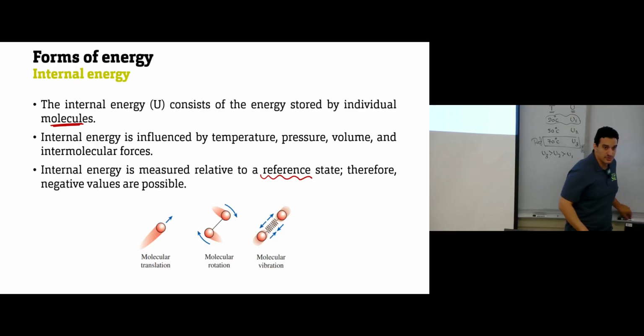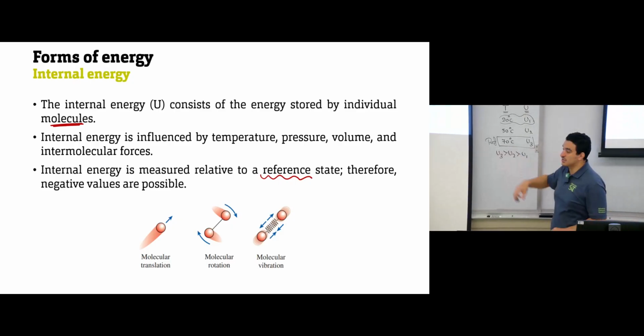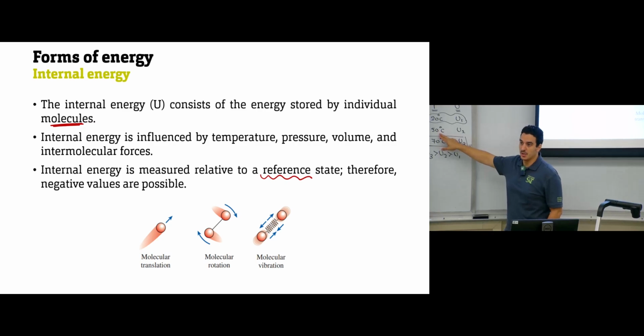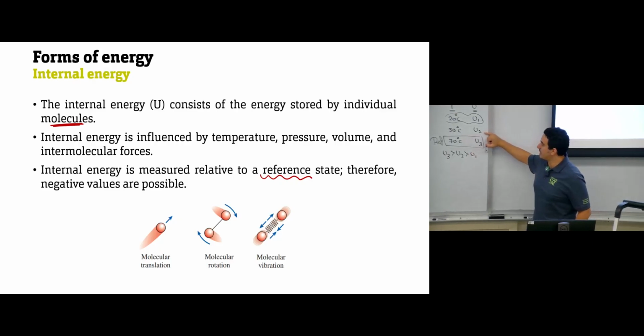And let's say someone selects this case to be the reference, not this one. Now U3, or 70 degrees Celsius, is my reference. What will be the internal energy at 50 degrees Celsius? Does it make sense to be positive? If it's positive, you are saying the internal energy at 50 is more than the internal energy at 70, and that doesn't make sense. No. So this is why, if you are measuring internal energy at 50 compared to 70, the value will be negative.